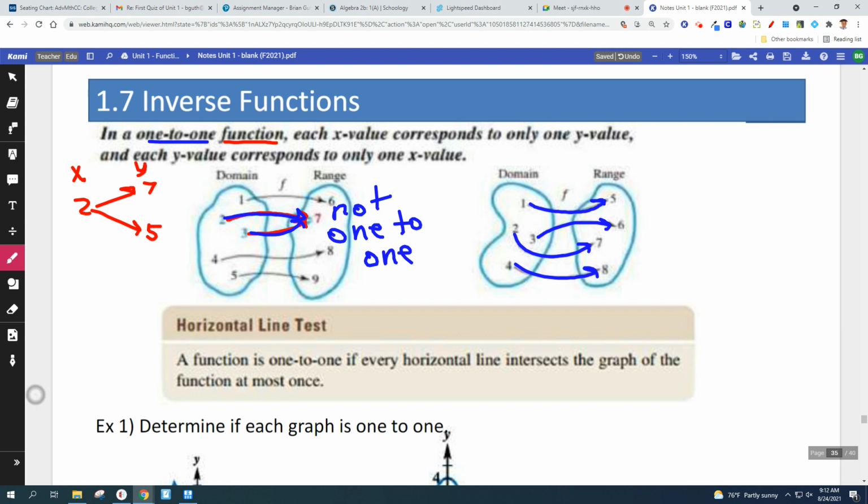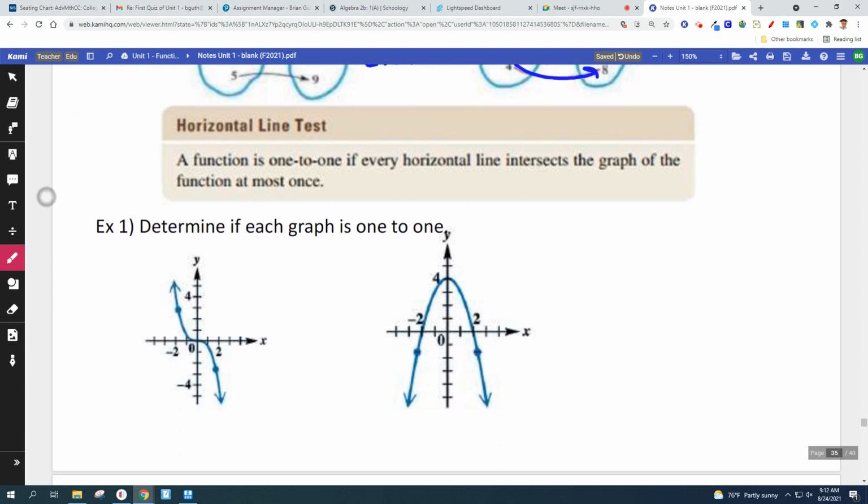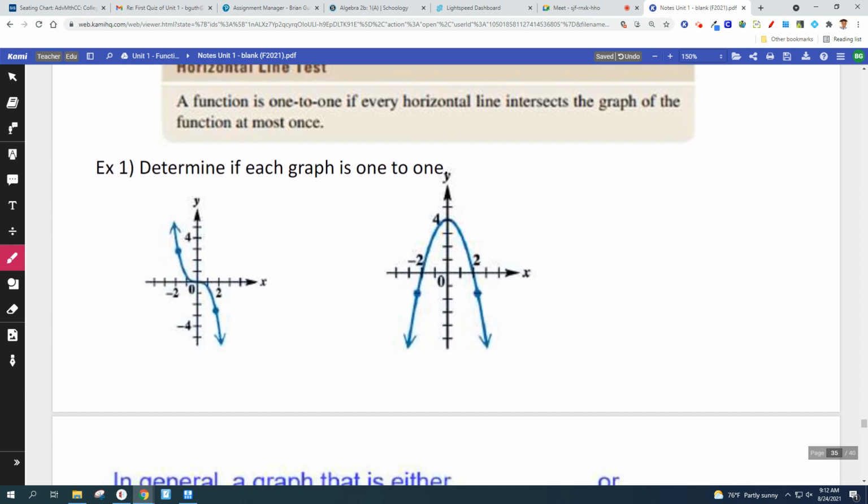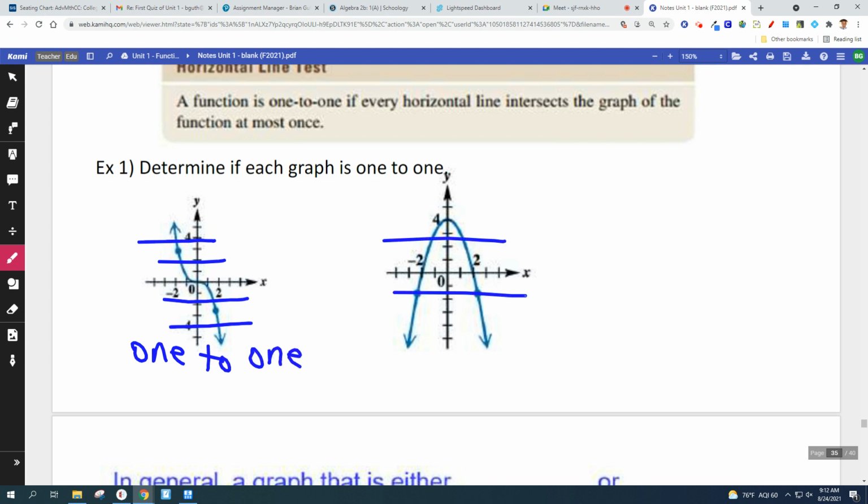Horizontal line test is a good way of determining if it's a function. A function is one-to-one if every horizontal line intersects the graph of the function at most once. So we remember the vertical line test, but now we've got the horizontal line test. Horizontal line test shows that this is one-to-one. And this one is not.